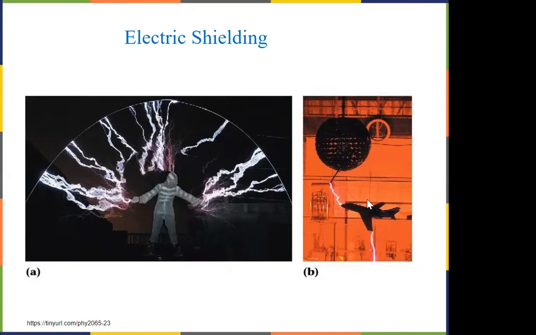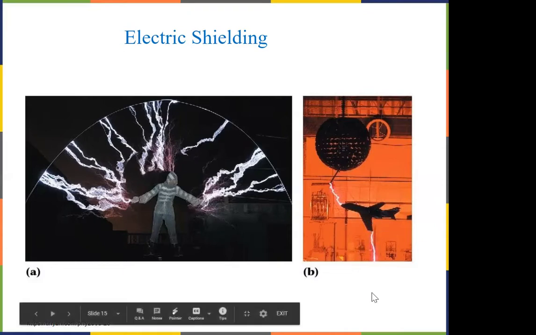So it should be safe. And also, airplanes are made of metal on the outside surface, so passengers inside are safe when the airplane is struck by lightning. Okay, so that's because you are inside the conductor.